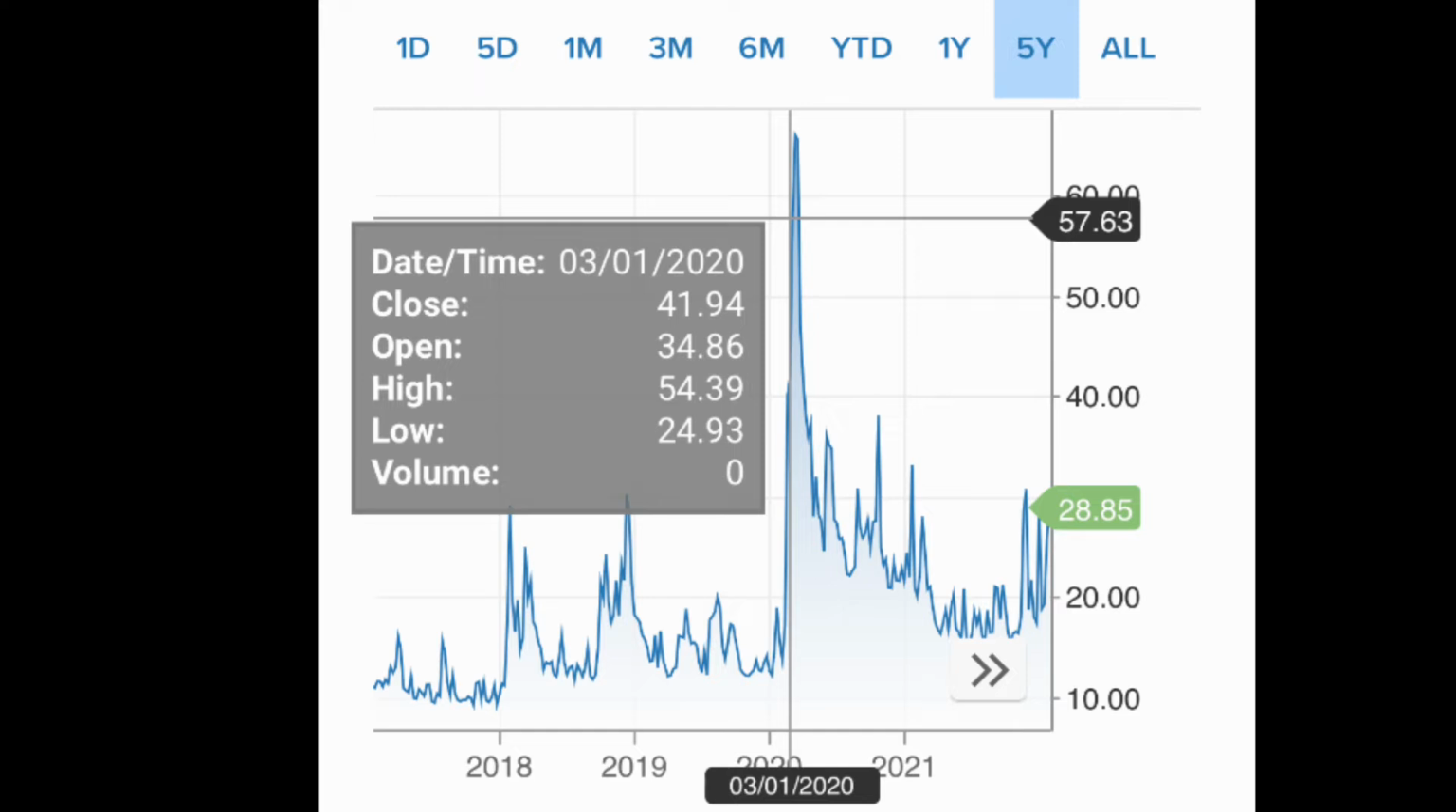Let's take a look here, March 1st, 2020. If you look at March 1st, 2020, it shot up. It opened at 34 and it closed at 41.94. That's showing you that there was a lot of volatility at the time. And that's because of the COVID pandemic.